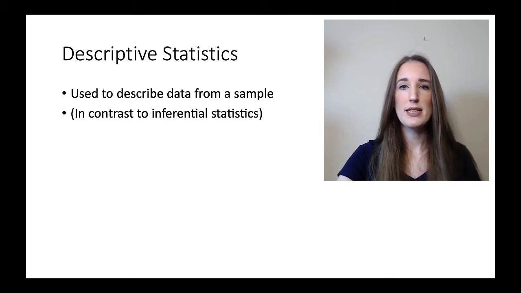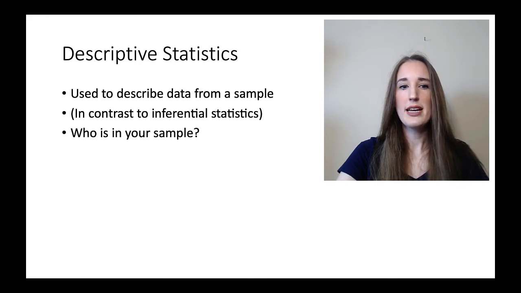Usually, descriptive statistics are the first type of statistics that we'll want to calculate in our data. They can be useful for a variety of reasons. First, they can tell us about who is in our sample. So if we collected demographic information about age, gender, race and ethnicity, where people live, we can use descriptive statistics to summarize those data and learn who is represented in our sample.